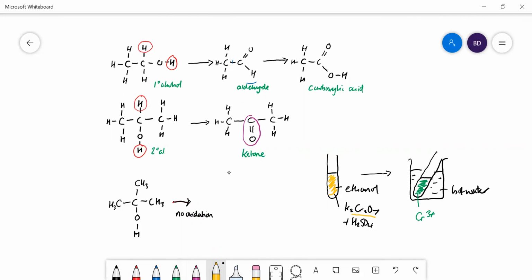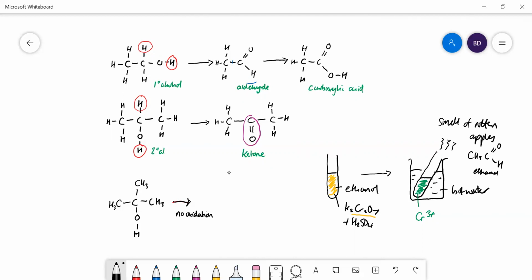And what you'll smell coming out of this tube is a bit of a smell of rotten apples, which is due to the aldehyde, which is called ethanal. Okay, you get a smell of ethanal.